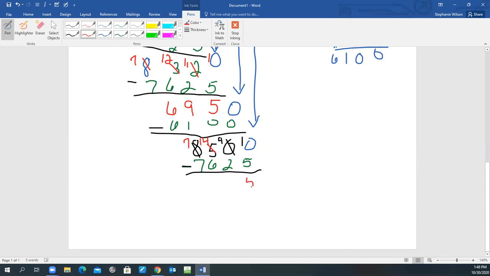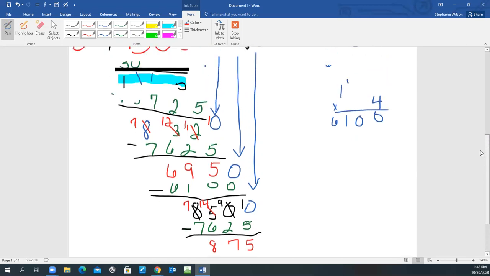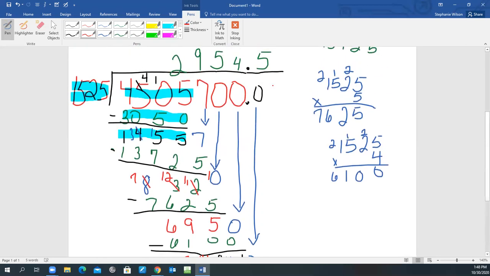10 minus 5 is 5. 9 minus 2 is 7. 14 minus 6 is 8. 7 minus 7 is 0. Then we're going to go back up to the top and add another 0 because we got to go out 3 decimal places because we're trying to find the hundredths place.